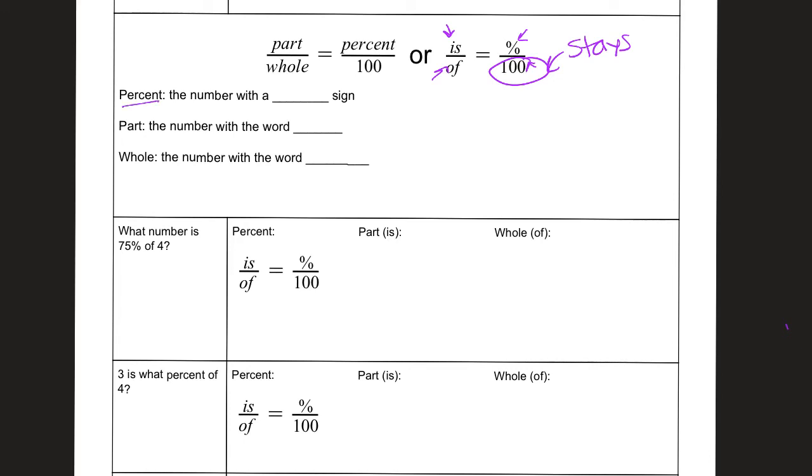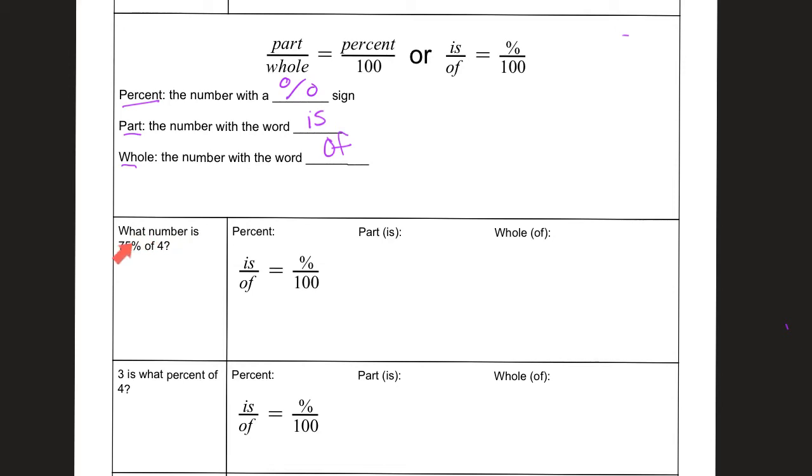So the percent is the number with the percent sign. Part goes with the word is, so what is. And then the whole is the number that goes with the word of. So what is 80% of 25? Of goes with 25. Okay. So the two forms are just different representations of the same thing. Oops, I erased my percent sign. Okay.